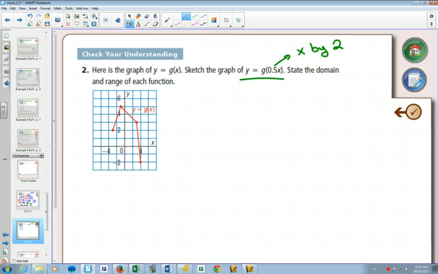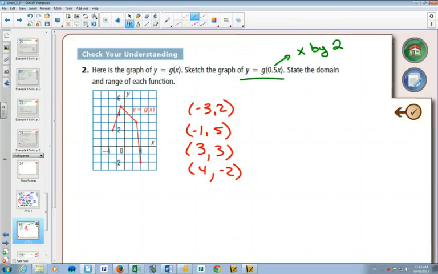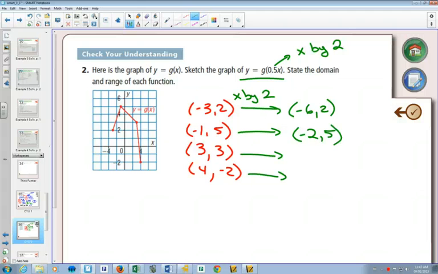So if we label all of our original points, negative 3, comma 2; negative 1, comma 5; 1, comma 3; and 4, comma negative 2, the transformation is that your x value would have to get multiplied by 2. What's going to happen to each of those points? The x value is going to change. Your y coordinate is going to stay the same.